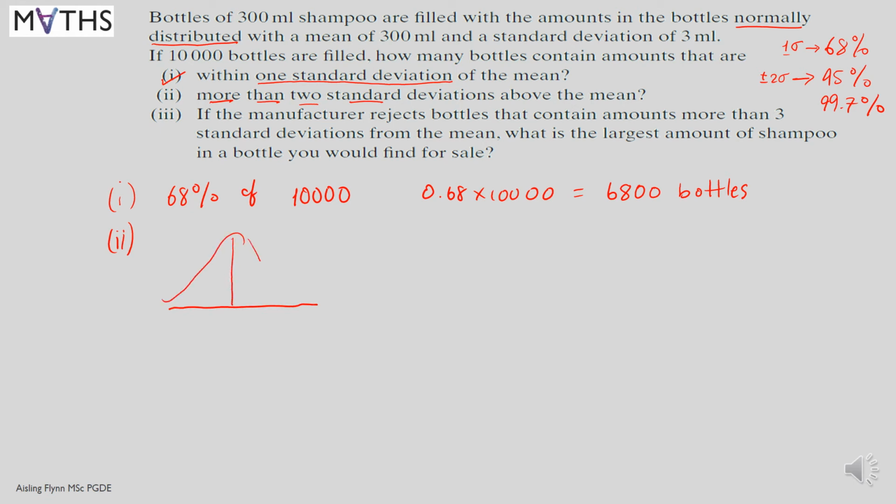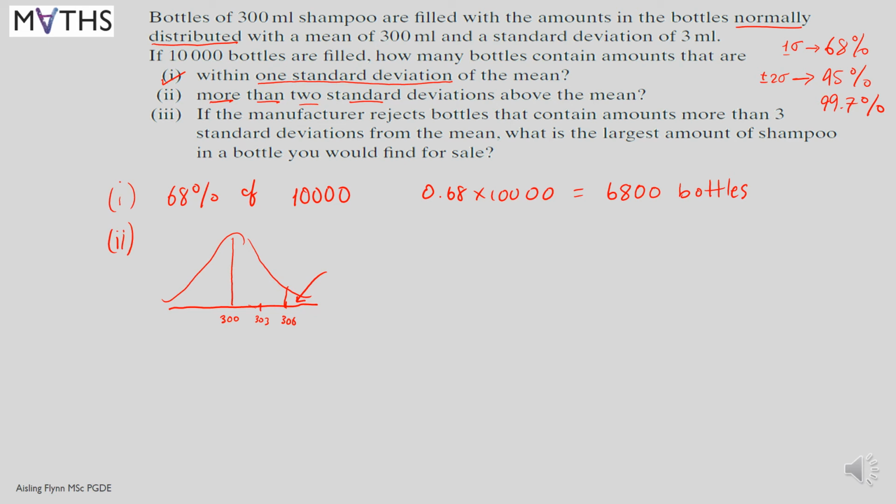Okay, our mean, we were told, is 300. Standard deviation is 3, so this would be 303 and this would be 306. Now, we want to know how many are more than, so we're looking at the right hand tail. Because we're not sure where the tail ends exactly, what you do is you work with the rest of the graph first. We take it away.